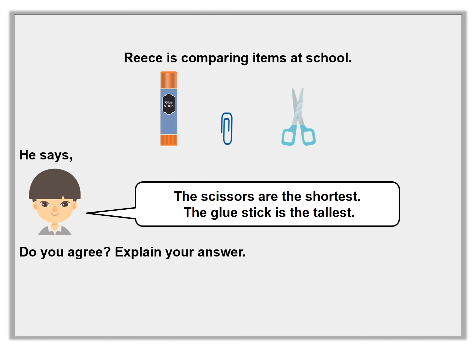Okay, Reese is comparing some items at school. He says the scissors are the shortest, the glue stick is the tallest. Do you agree? So pause the video here and tell me if you agree with him or not. Remember to explain. Say why. Is he wrong? Why? If he's right, tell me why.